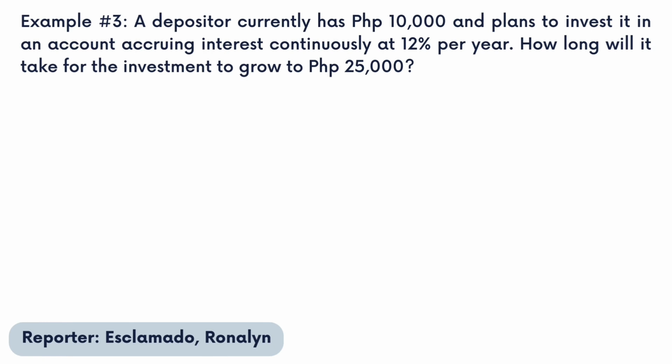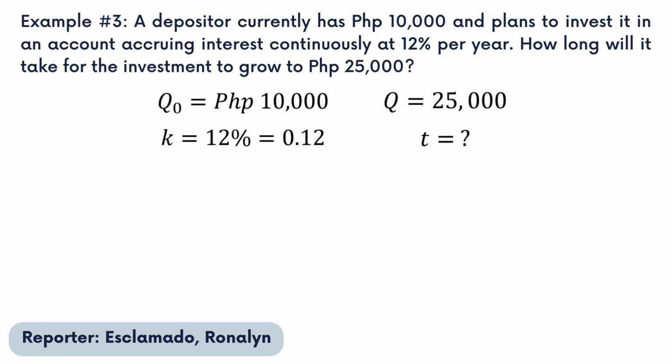A depositor currently has 10,000 pesos and plans to invest it in an account accruing interest continuously at 12% per year. How long will it take for the investment to grow to 25,000 pesos? So ang mga given na meron tayo for this example ay ang Q sub 0, which is 10,000 pesos, invested at an interest rate or k, which is equal to 12% or 0.12, at present din ang Q, which is equal to 25,000 pesos. At ang hinahanap natin sa problem na to ay ang time or t.